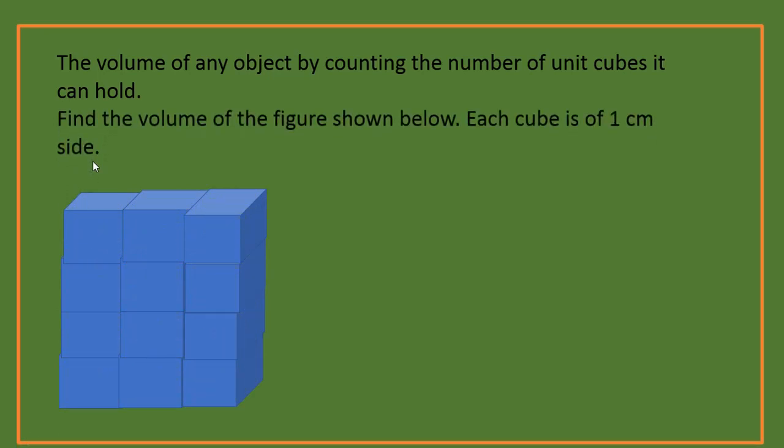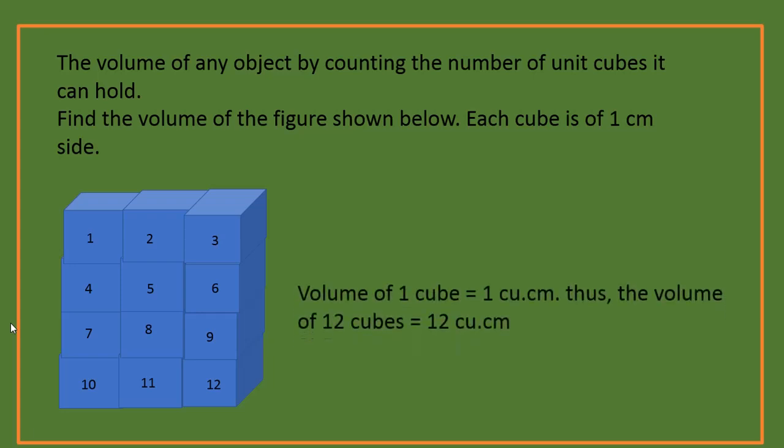So find the volume of the figure shown below. Each cube is of 1 centimeter side. So we have to count the number of cubes. 1, 2, 3, 4, 5, 6, 7, 8, 9, 10, 11, 12. So in this shape we can see 12 cubes. So volume of 1 cube equals 1 cubic centimeter. Thus the volume of 12 cubes equals 12 cubic centimeters.